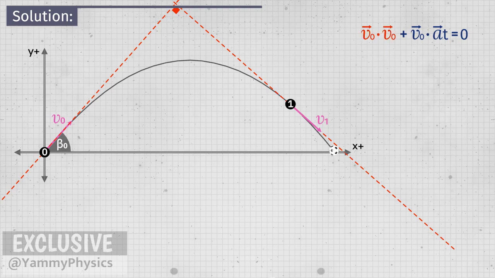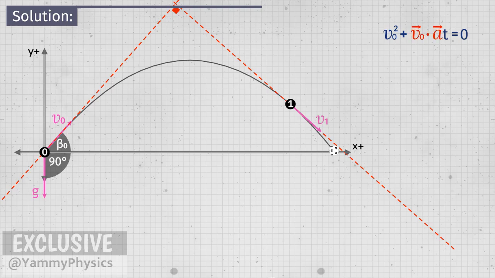Vector v0 dot vector v0 is v0 squared cosine 0 degrees, because it is the same vector, a vector in the same direction. The value of cosine 0 degrees is 1. A here is the acceleration vector. The direction of vector a is towards the negative y-axis. Note the angle formed by vector a and vector v0. The angle is 90 plus beta 0. This is correct.